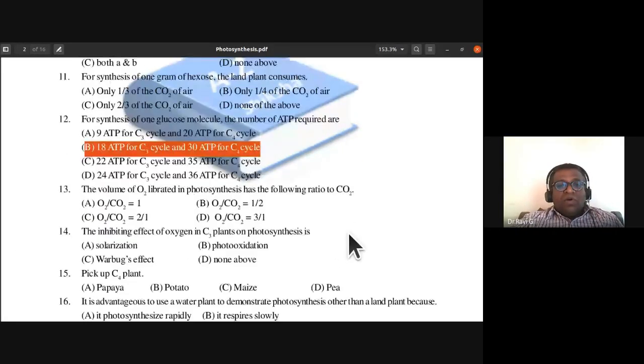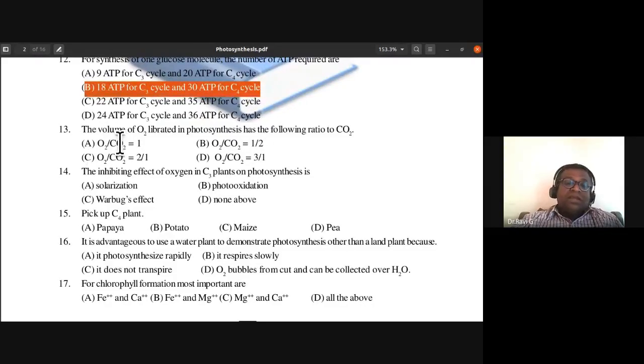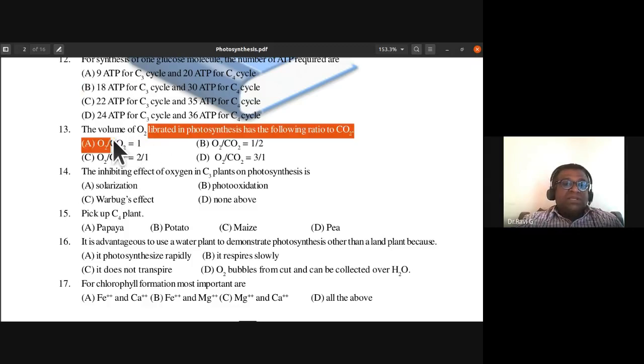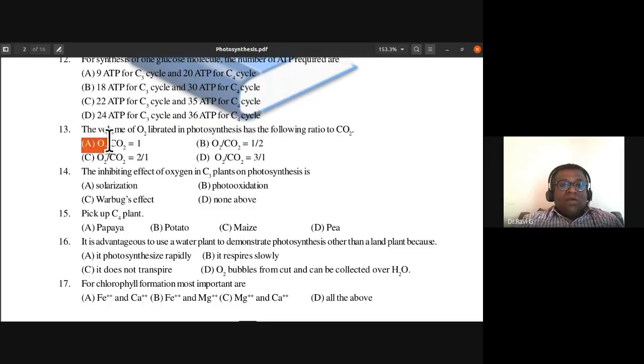So the volume of oxygen liberated in photosynthesis has the following ratio to carbon dioxide. So the volume of oxygen liberated to consumed: 6 oxygen is liberated and 6 carbon dioxide is consumed. So 6 divided by 6 equals 1. So the answer is A: the volume of oxygen liberated in photosynthesis to the carbon dioxide utilized is 6 divided by 6, which is equal to 1. So for the 13th one, A is the answer.